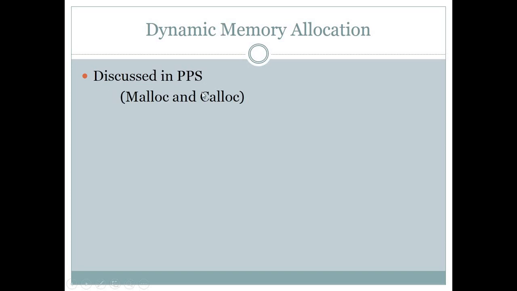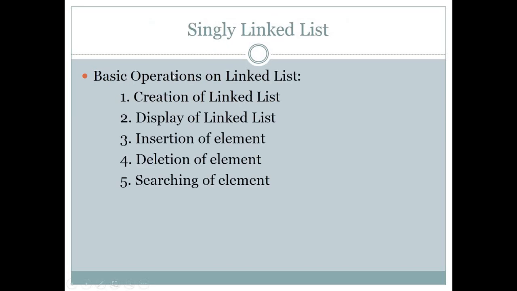And we have studied in PPS, or we can say C language, dynamic memory allocation, the malloc and calloc functions, that we will use in this linked list allocation. Now the basic operations in a singly linked list are creation of linked list, display of linked list, insertion of element, deletion of element and searching of element. So these are the five basic operations which are applicable on a singly linked list.